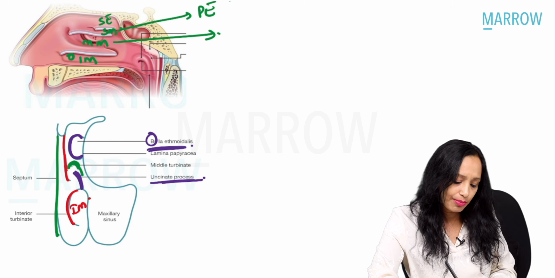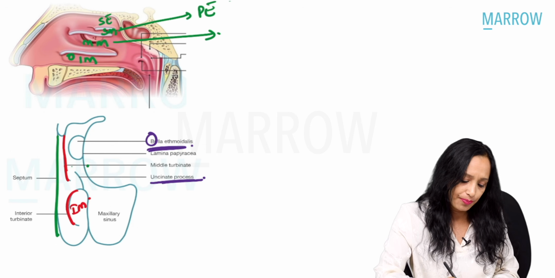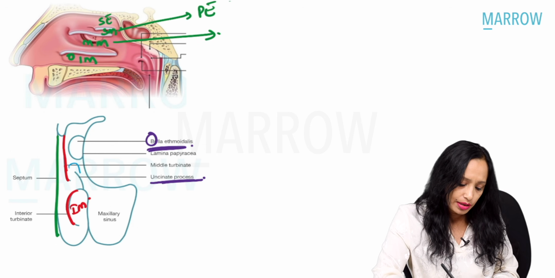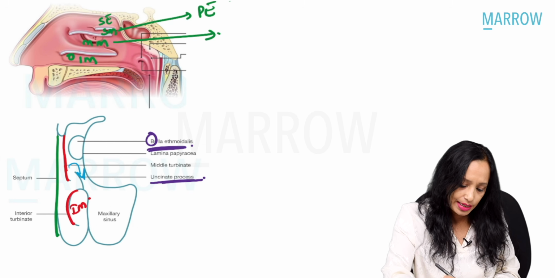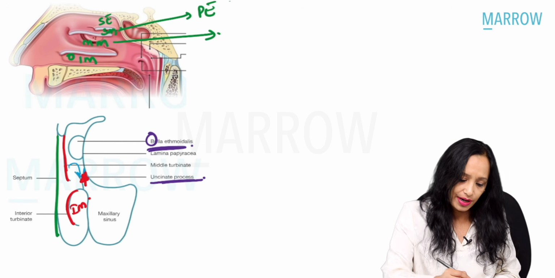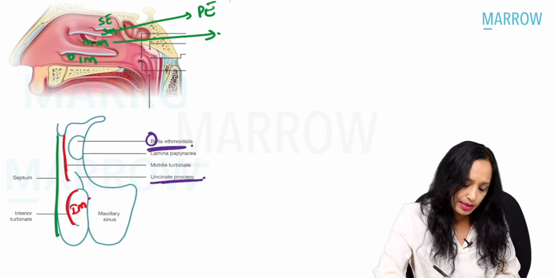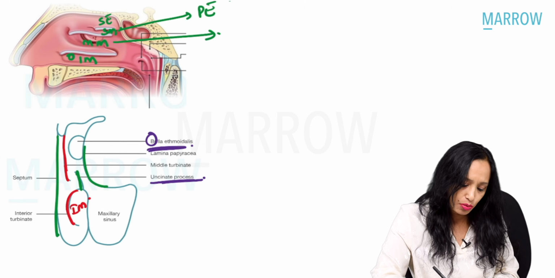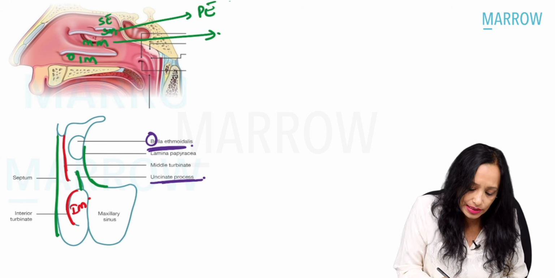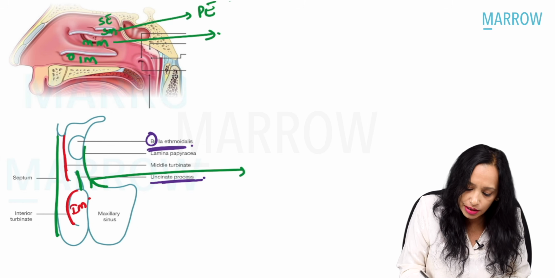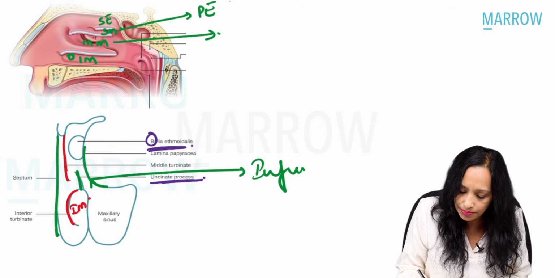Through the hiatus semilunaris, you enter into this area, where I made the star, and that is in between the uncinate process and the lateral wall. This is what is known as the infundibulum.